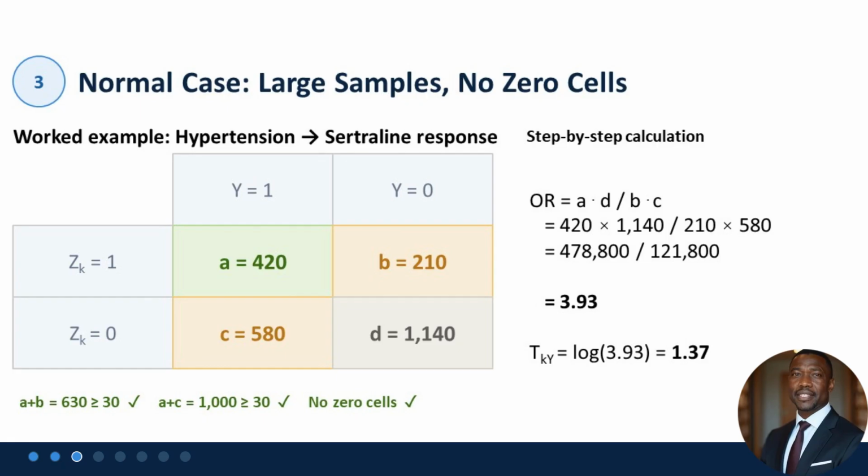With all cells positive and both sample sizes of 30 or more, we use the standard formula. Odds ratio equals A times D divided by B times C. In this example, having hypertension gives an odds ratio of 3.93 for sertraline response.